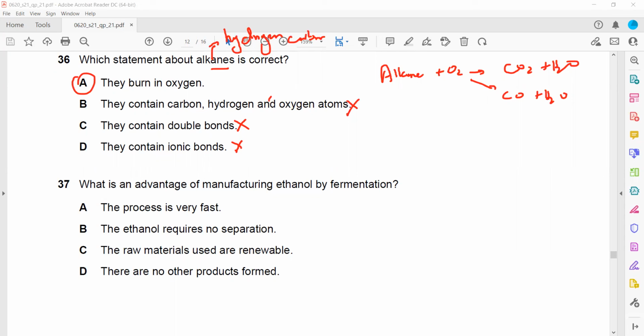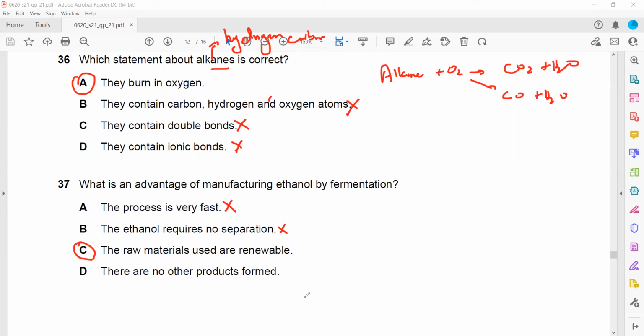Question 37. What is the advantage of manufacturing ethanol by fermentation? The process is very fast. That is wrong. The process is very slow. Ethanol requires no separation. Wrong, because when we form alcohol by fermentation of glucose or a sugar solution, we have to separate this alcohol from water. So fractional distillation is used. Raw materials used are renewable.